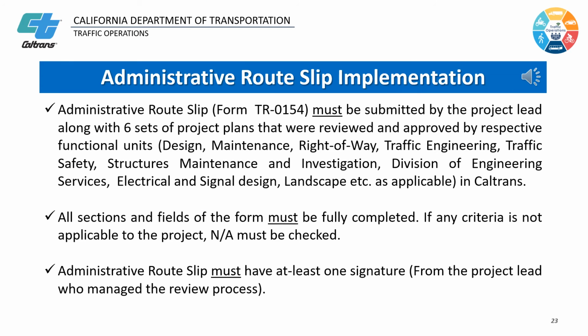The administrative route slip must be submitted by the project lead along with 6 sets of project plans that were reviewed and approved by respective functional units in Caltrans. All sections and fields of the form must be fully completed. If any criteria are not applicable to the project, N/A must be checked. The administrative route slip must have at least one signature from the project lead who managed the review process.